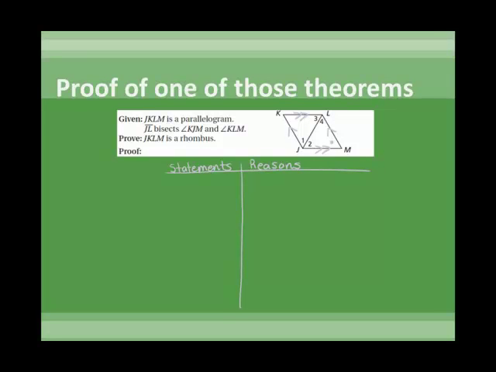Then secondly, we know that JL bisects angle KJM and KLM. So JL is a diagonal and it's bisecting opposite angles. So we're proving that it's a rhombus. Step one, I'm going to start with JKLM is a parallelogram, and you can use the symbol for parallelogram, and that is given.